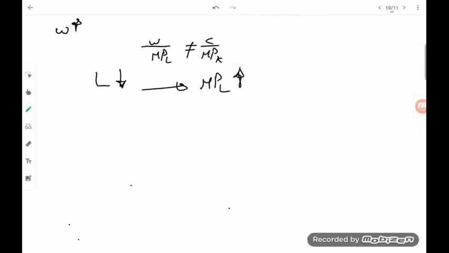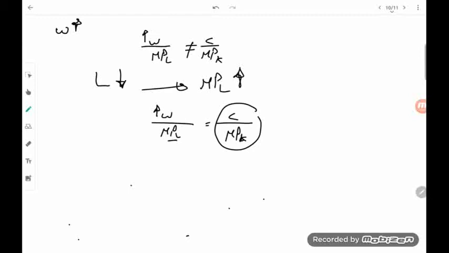Or in other words, wage increases, and in order to keep this condition, there is no change in this part, but wage increases. So we have to increase this value to return back to the equality between the two sides. So in order to increase marginal productivity, we have to decrease the number of workers employed. So this is the first option.